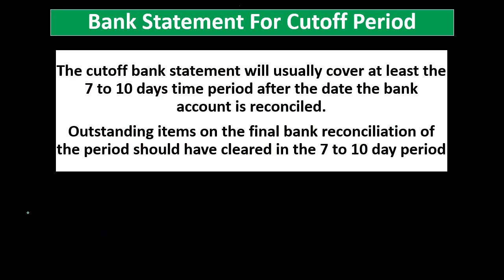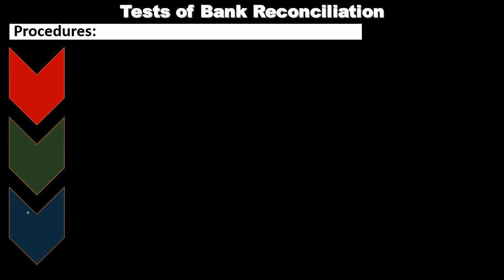The cutoff bank statement will usually cover at least 7 to 10 days after the date the bank account is reconciled. So notice again, if we're doing a 12/31 year end, reconciled as of 12/31, there are going to be outstanding checks and deposits. We want the cutoff bank statement so that we can check that those outstanding checks and deposits have indeed cleared in the cutoff time period. Outstanding items on the final bank reconciliation of the period should have cleared in the 7 to 10 day period after that point, so we can see that clearing process happening. Once they've cleared, that gives us more evidence that they're not made-up amounts, just a timing difference.